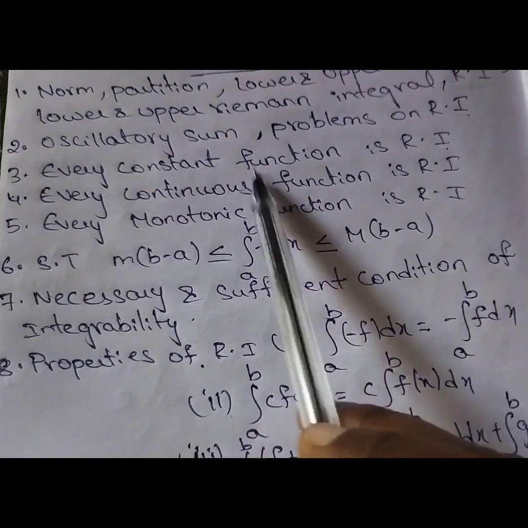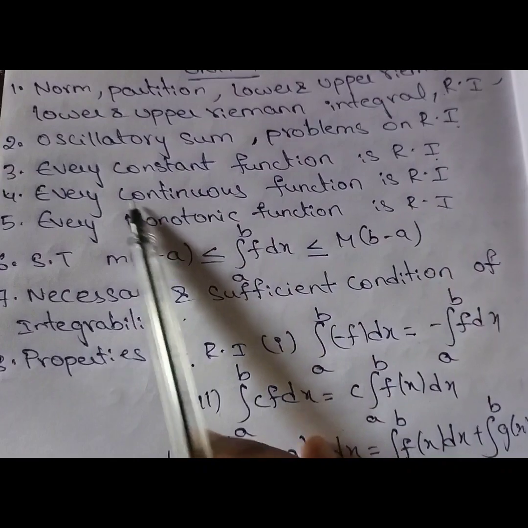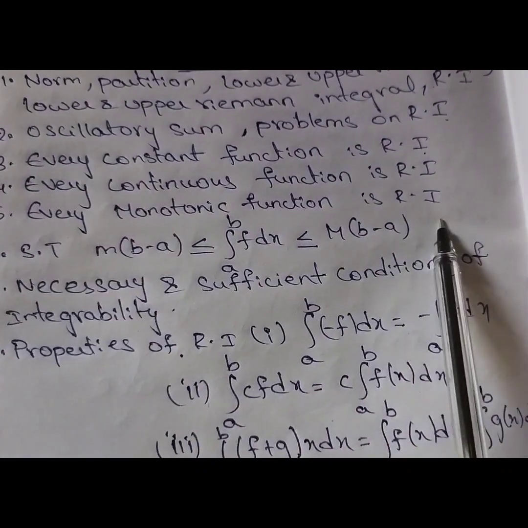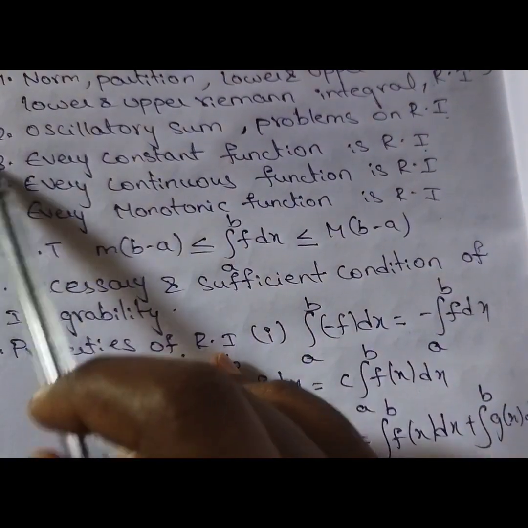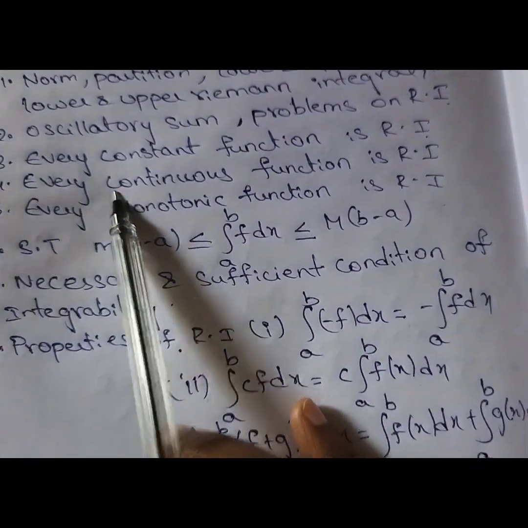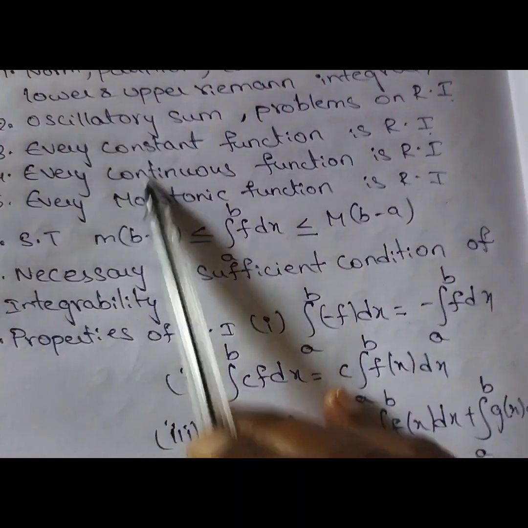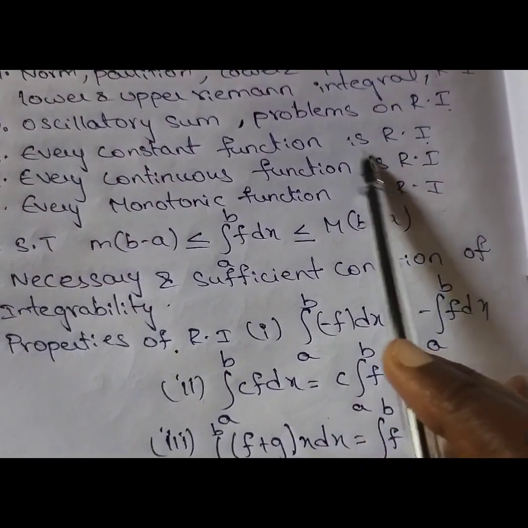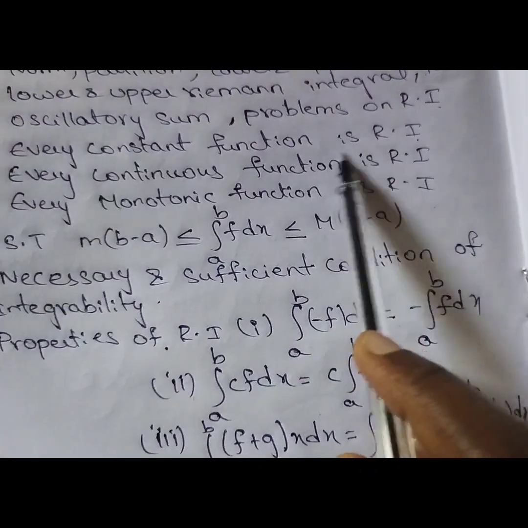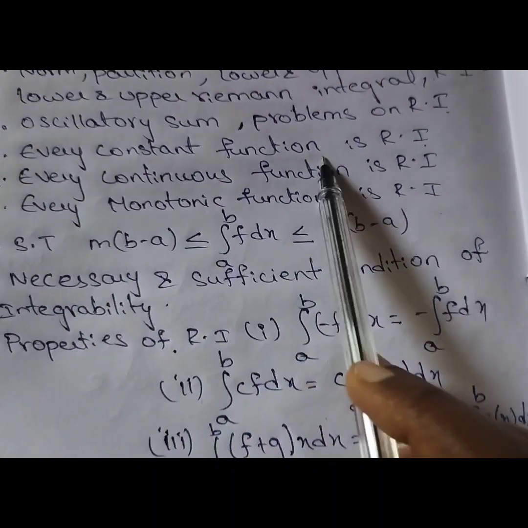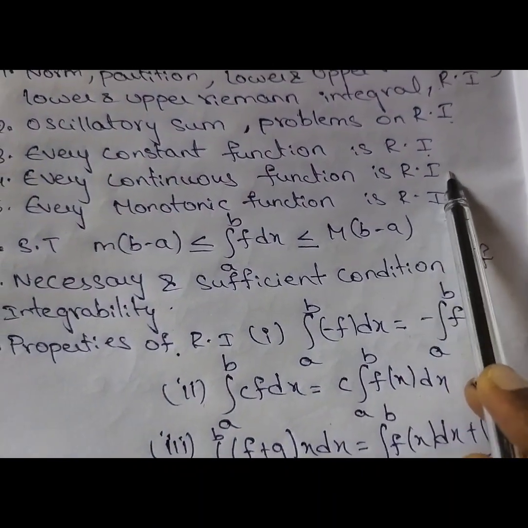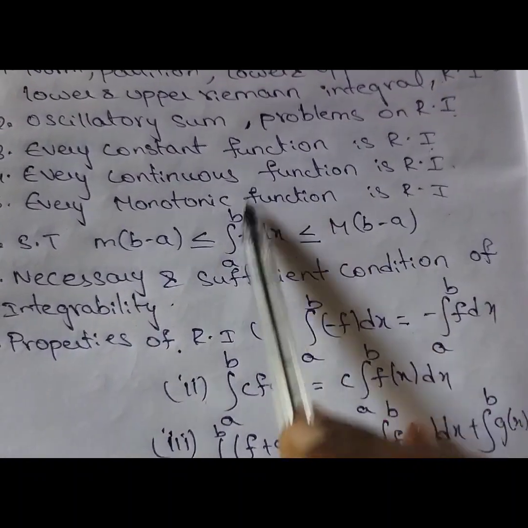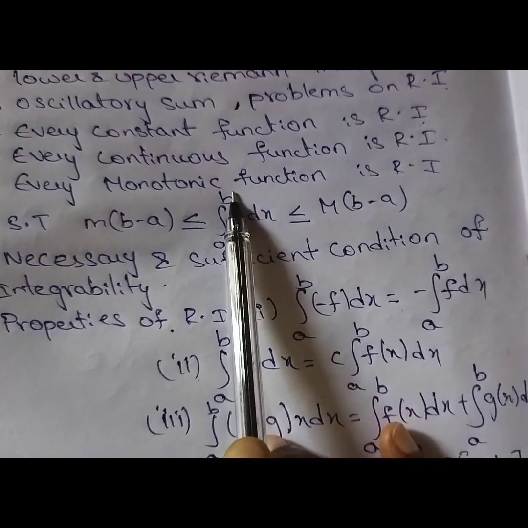Next, third one: every constant function is Riemann integrable, every continuous function is Riemann integrable, every monotonic function is Riemann integrable. From these 3 questions definitely you will get one question for short or long. So these 3 theorems are very important. They might give it like this: a constant function is integrable on closed interval [a, b]. So integrable or Riemann integrable is same. So you can expect one short or long from these 3 questions.